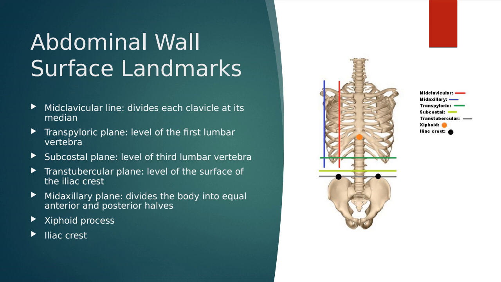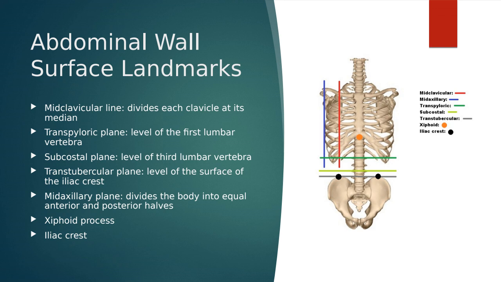We have a transtubercular plane. This is going to be at the level of the iliac crest. So we're using that landmark of the iliac crest to say, hey, here is the tubercle part of a patient. And that is pretty much it for our abdominal landmarks that we can use to reference.